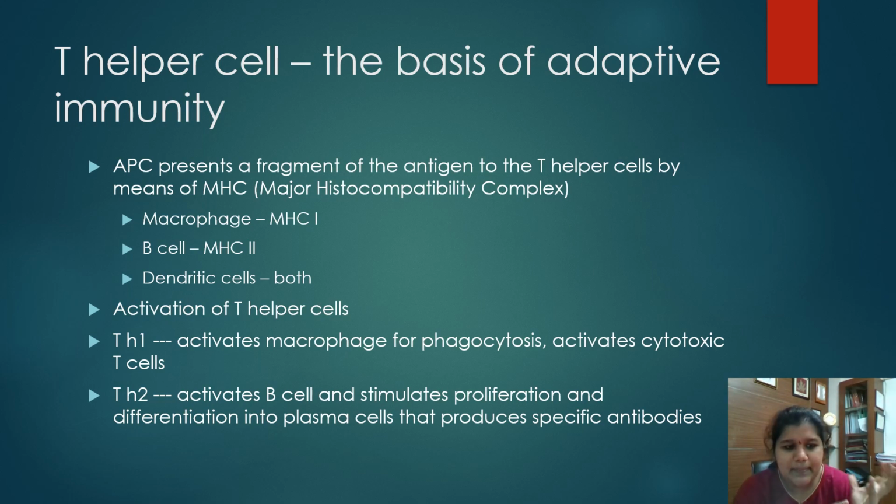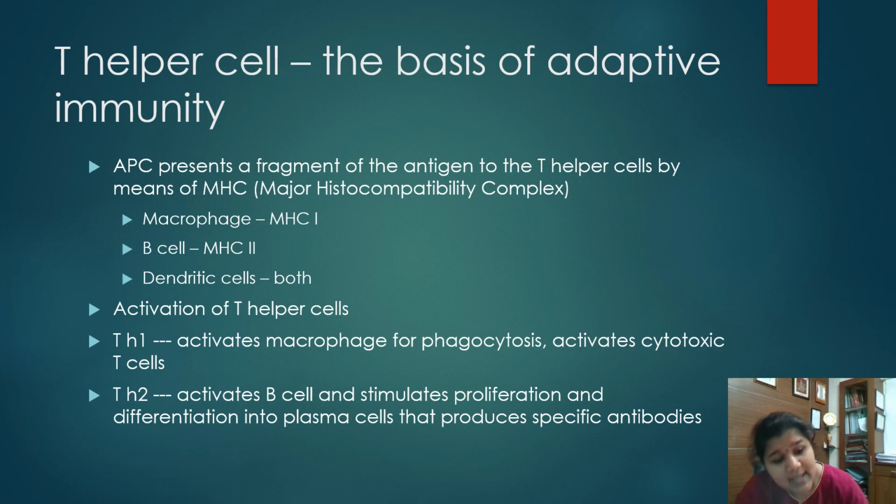So what the antigen presenting cell does is that it engulfs the antigen by phagocytosis, breaks the antigen into pieces and presents the part of the antigen to a T helper cell, telling that so and so has come inside to invade us, like that. Okay, so the T helper cell 1 activates macrophages to perform phagocytosis and kill the cell.